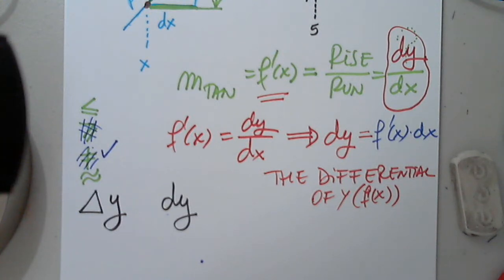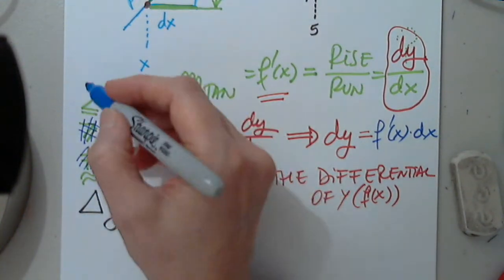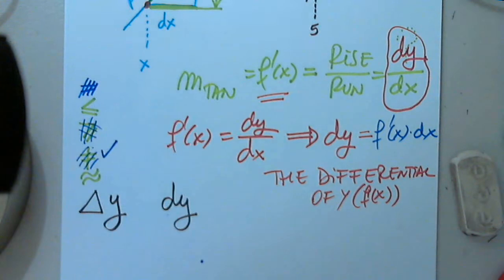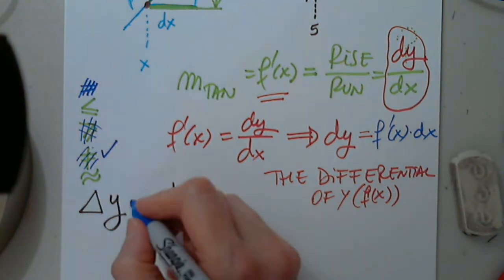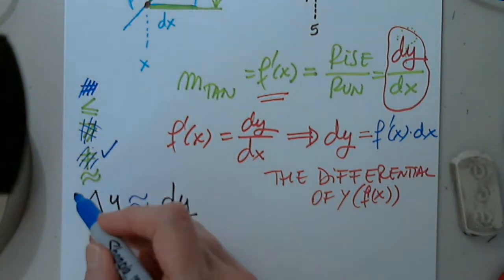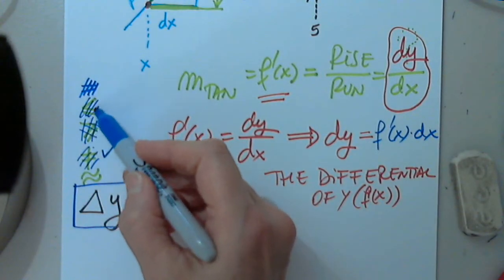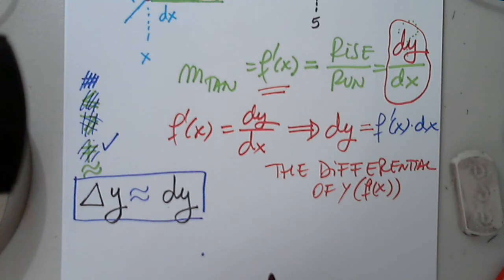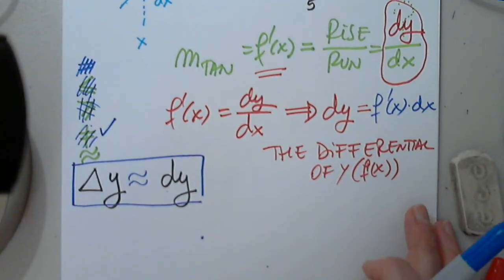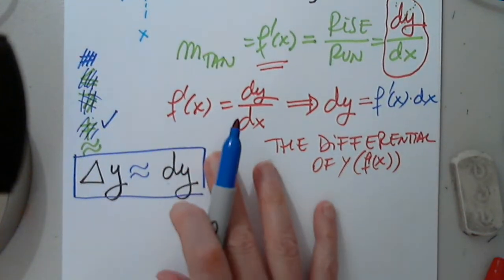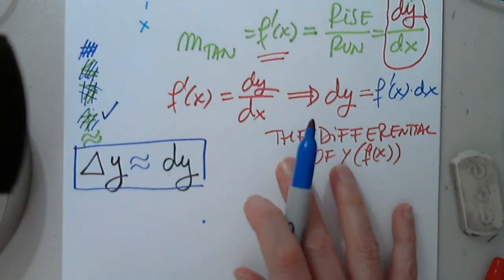So, is delta y equal to dy? It cannot be. Approximately. Yes. They have to be so close that they are approximately the same. Very close. Excellent. So now, this is the final concept.